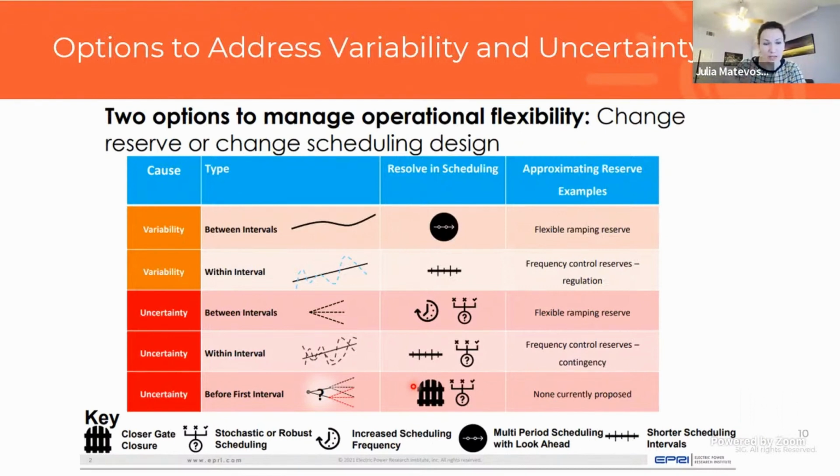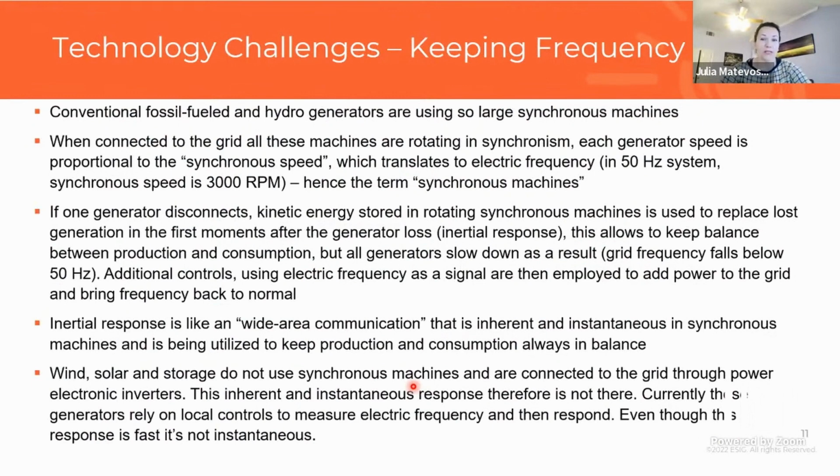So having this gate closure closer to the time when you'll use the decision is better. All right, so now a switch to technology challenge. I mentioned that wind and solar and storage are using different technology, and that introduces a set of challenges associated with that.